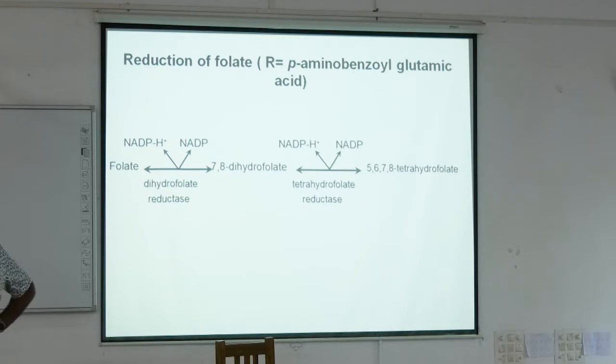So methotrexate, aminopterin and trimethoprim, where do they act? In which enzyme? Which step?